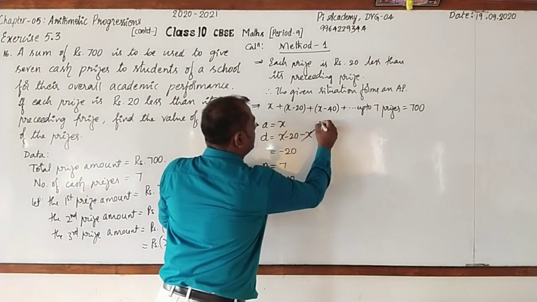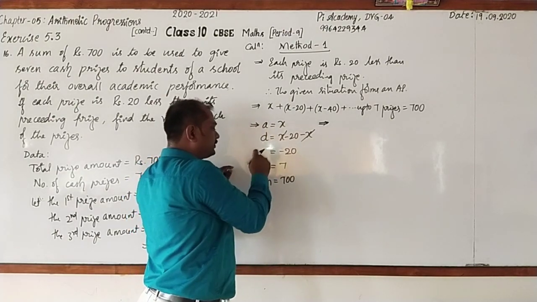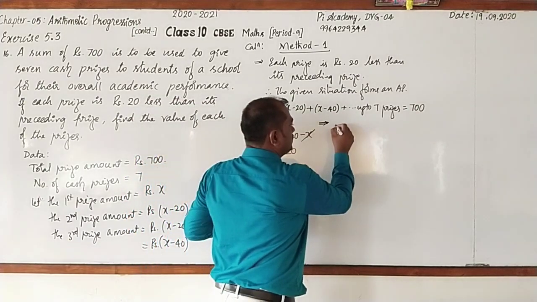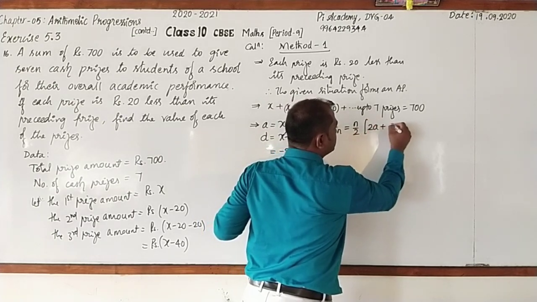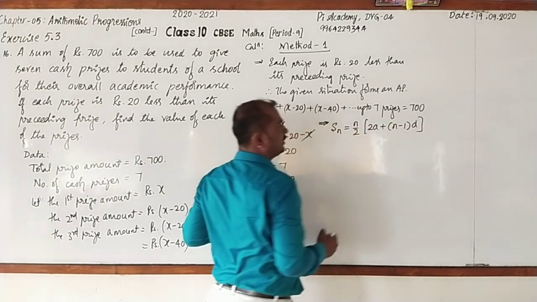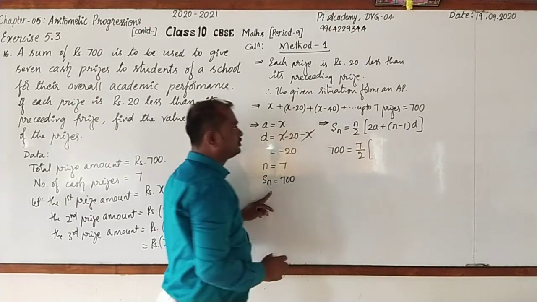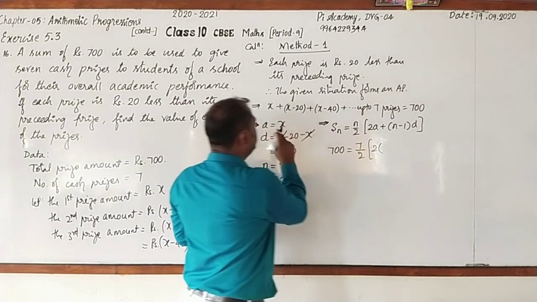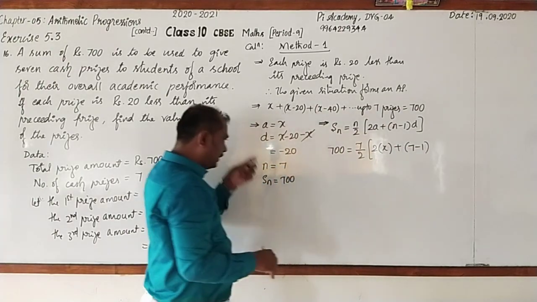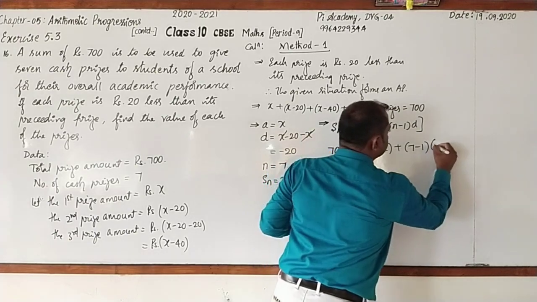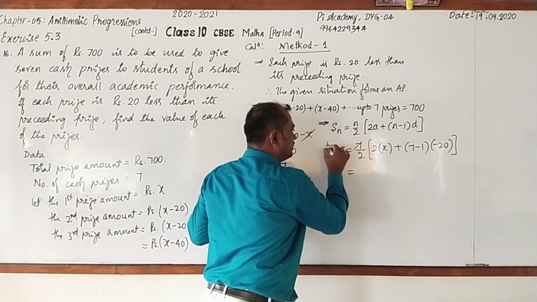Let's go for that. Here I use the formula. What is the formula? You know first term, common difference, number of terms and sum of the terms. So therefore we can use the formula Sn equal to n by 2 into 2a plus n minus 1 into d, where Sn is 700, n is 7 by 2 into 2 into a is x plus n is 7 minus 1 into d. d is how much? It is minus 20.